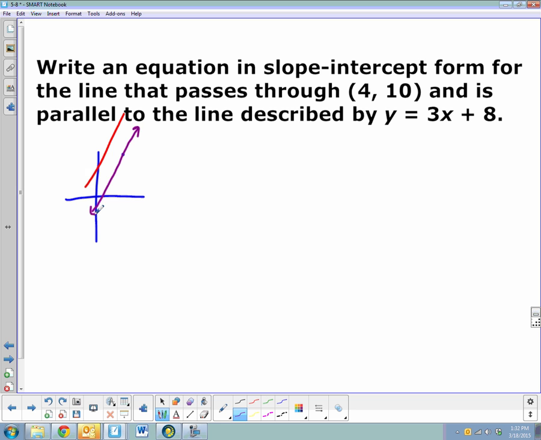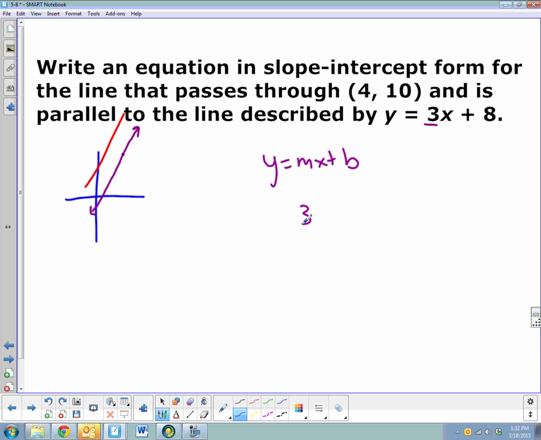We know that it's parallel, and so a parallel line is going to have the exact same slope. The slope of that red line is 3. So I know in my equation, y equals mx plus b, the slope is going to be 3. It's got to have a slope of 3. It's parallel. And now I can use this point.